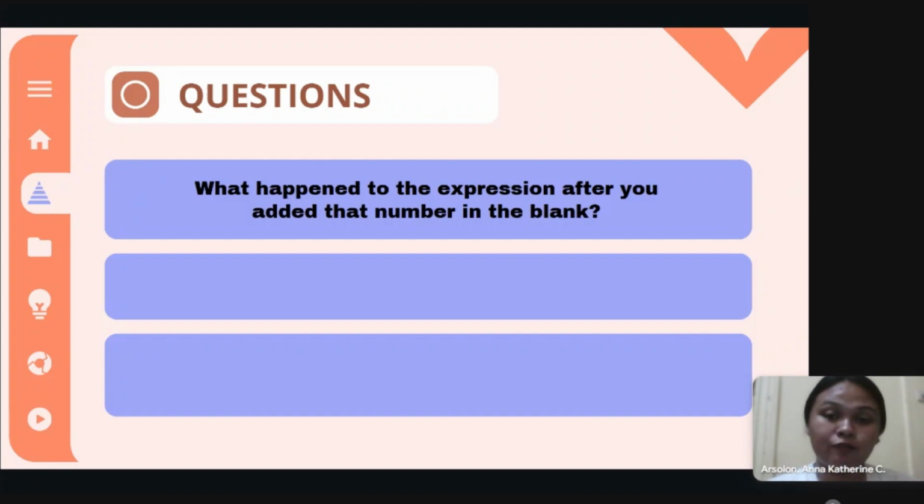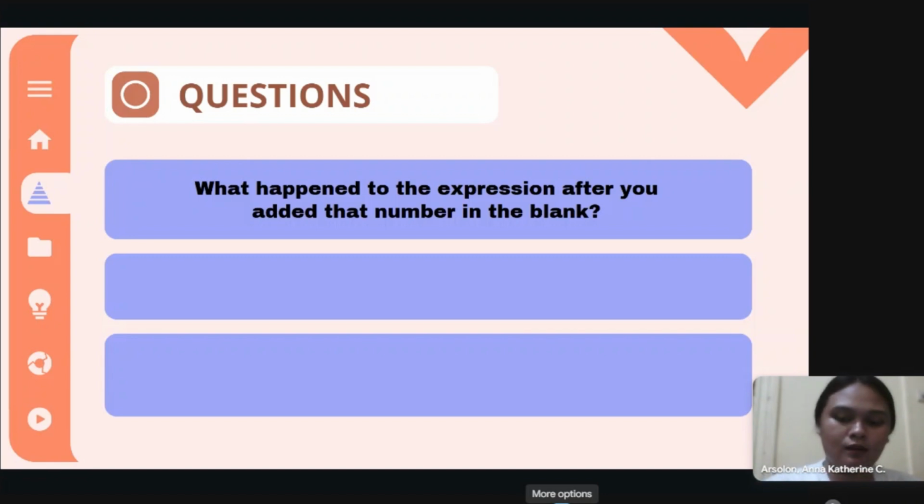Now, I have a question. Okay, so what happened to the expression after you added the number in the blank? What did you notice? Catherine. Yes, Catherine. Yes. The expression turned into a trinomial that looks like it can be factored easily.